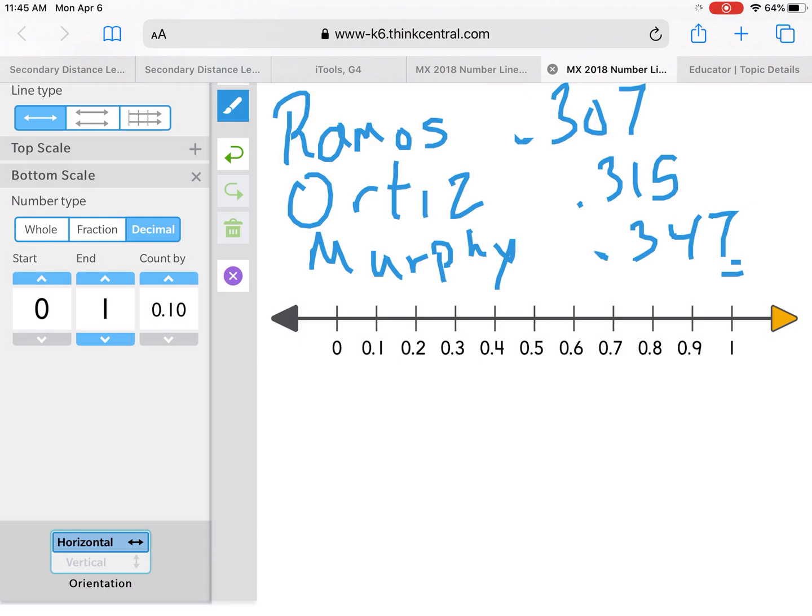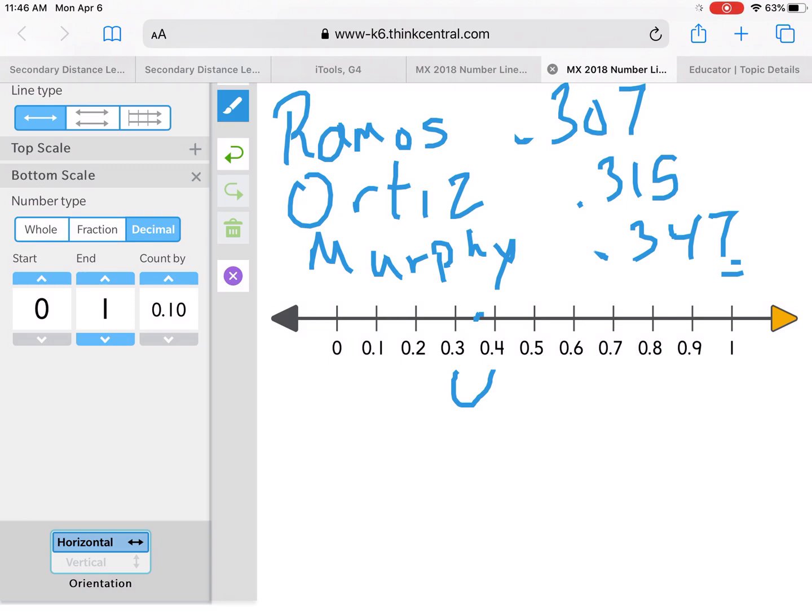Alright, I can see that all of these numbers fall between the 3 tenths and 4 tenths. Pretty good hitting, pretty good averages in terms of baseball. And I'm going to start with Murphy at 347. He is about halfway, almost halfway between the 3 and the 4 tenths. 3 and 5 tenths, I'm sorry. 350 thousandths would be exactly halfway between those two. He's just a little less than halfway.